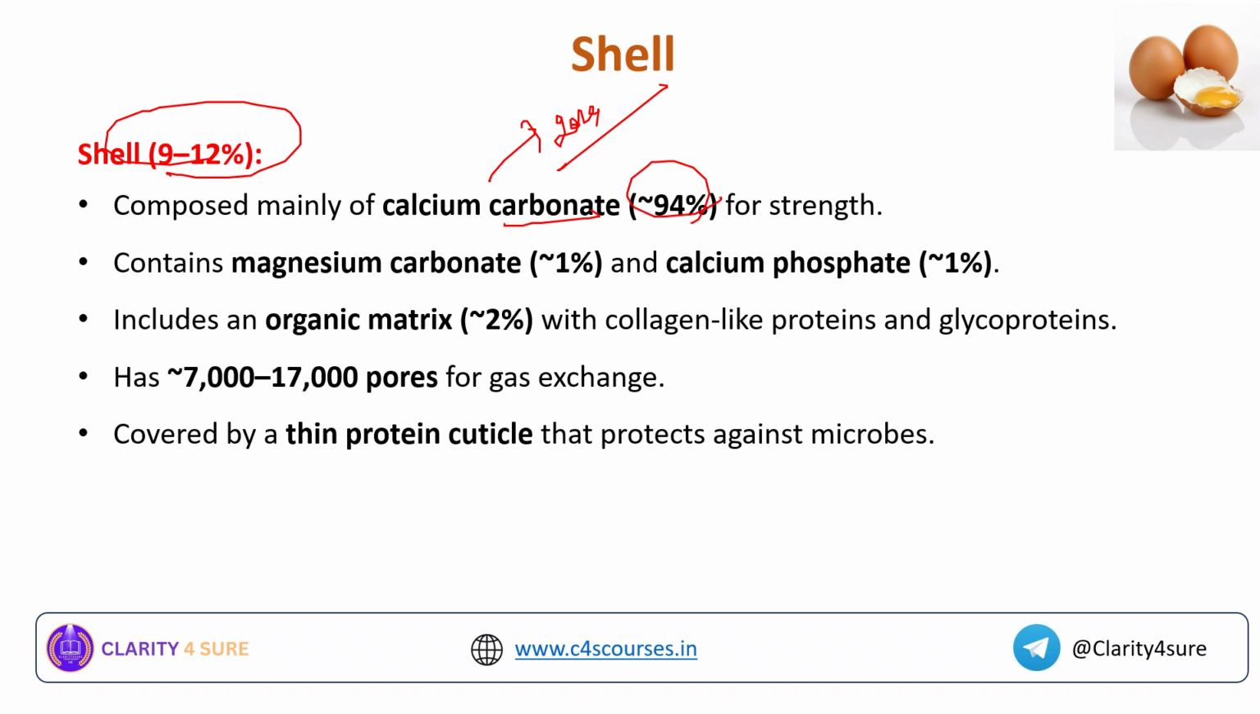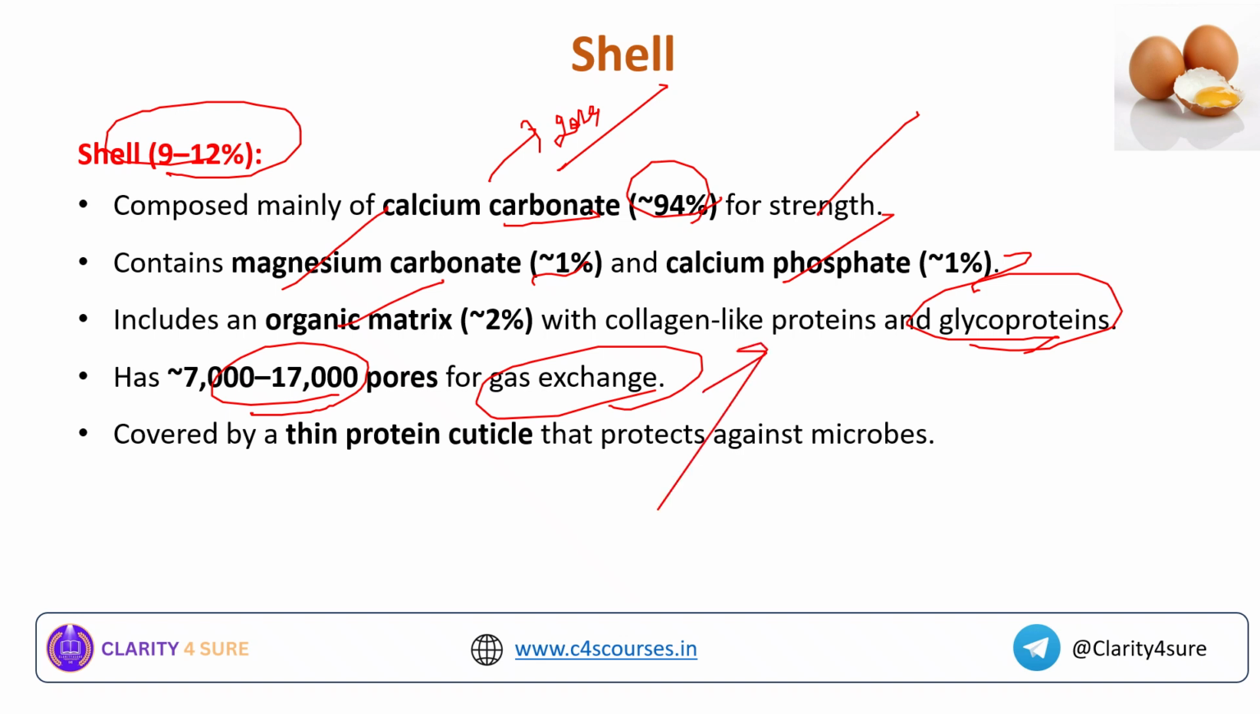About 94 percent for strength. It also contains magnesium carbonate and calcium phosphate, around 1%. It includes an organic matrix with collagen-like protein and glycoproteins. It has around 7,000 to 17,000 pores for gas exchange.